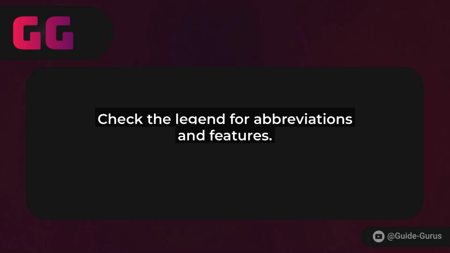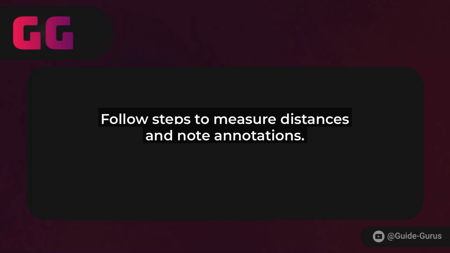Here's a step-by-step breakdown. Step 1. Locate the north arrow to orient yourself. Step 2. Check the legend for any abbreviations or symbols used. Step 3. Measure distances using the scale. Grab a ruler if it's a physical map. Step 4. Note any annotations for things like setbacks or zoning restrictions. And don't forget to verify with official records, as maps can be updated.